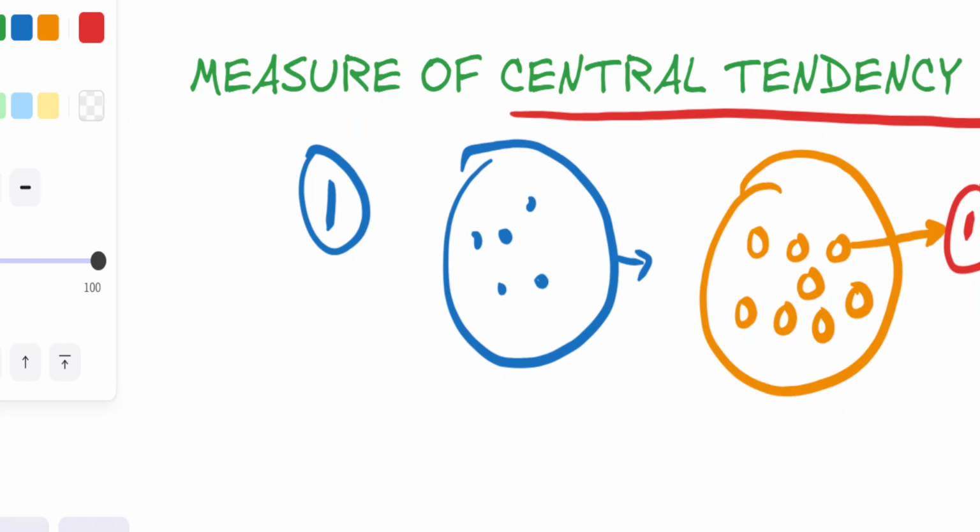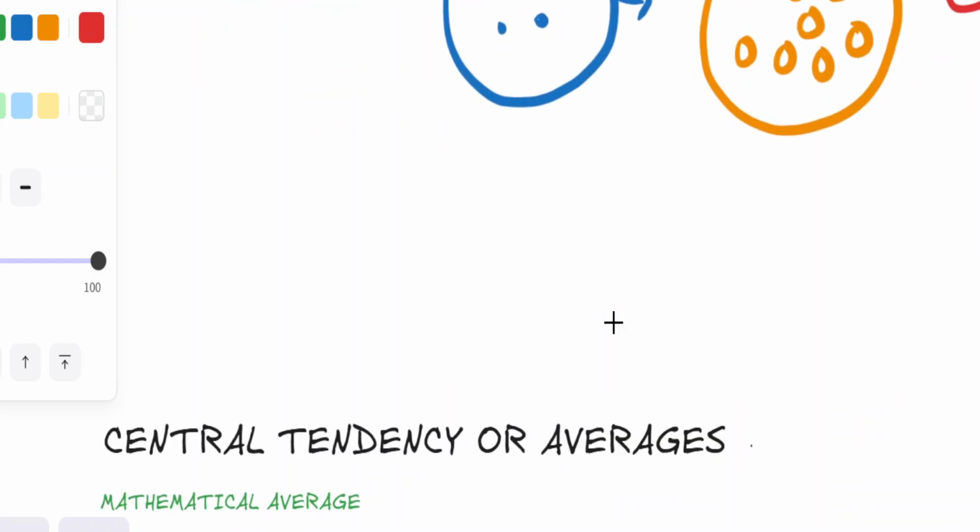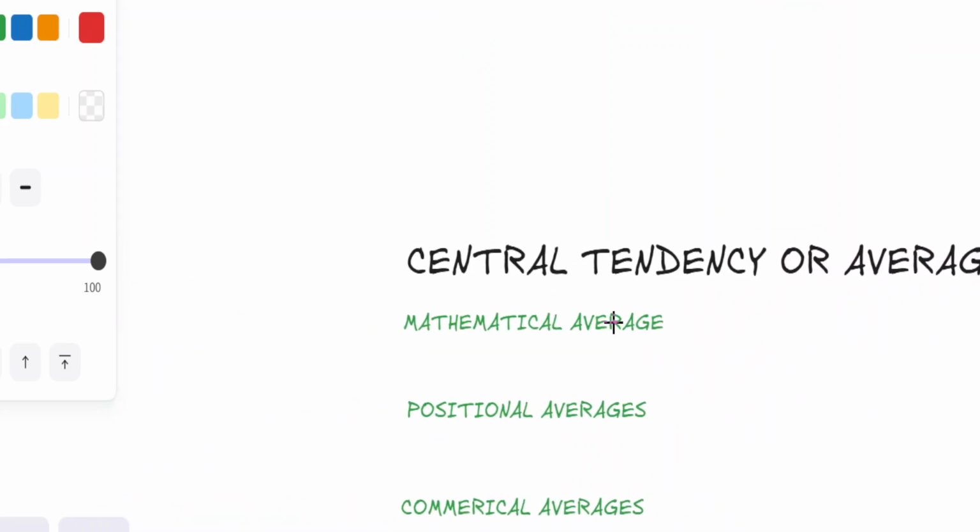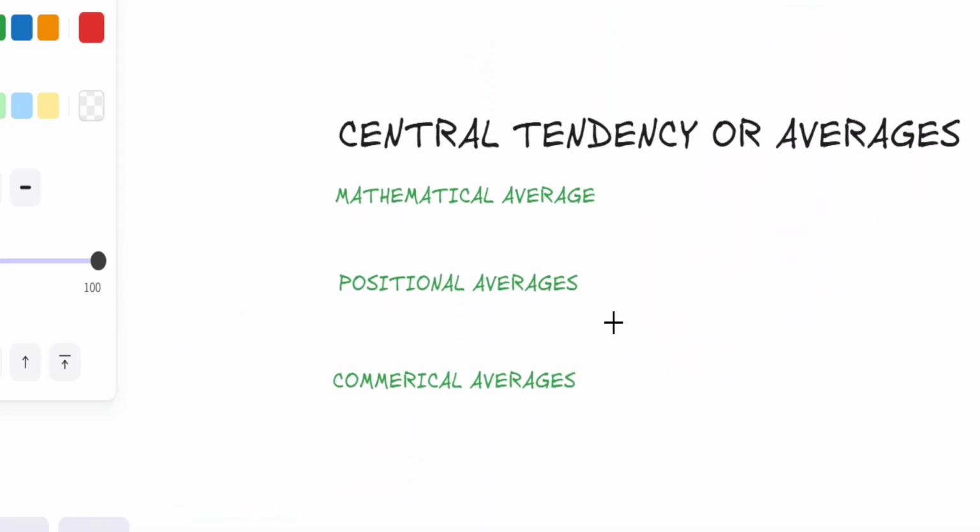Okay, let's start to know what the types of central tendency are and how we measure them. Central tendency can be termed as an average. Average is basically one value that represents the complete set of values, right? Now there are three different kinds of averages. First is mathematical average, second is positional average, and third is commercial average.